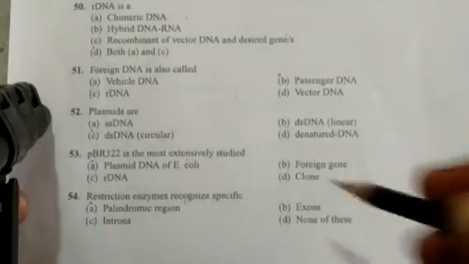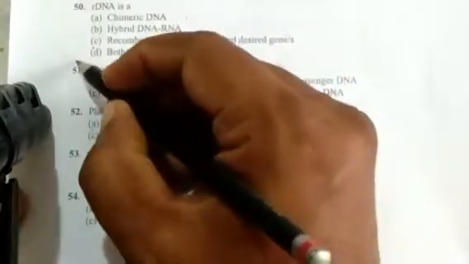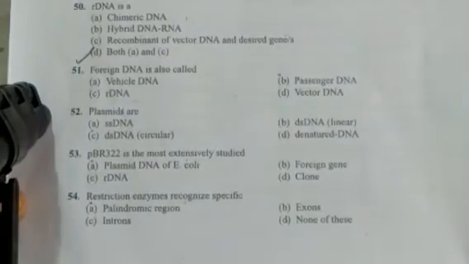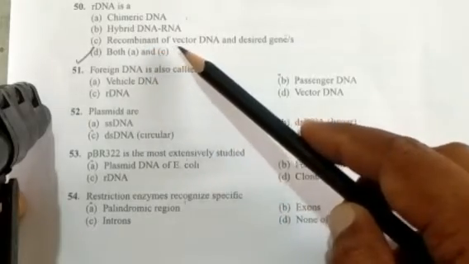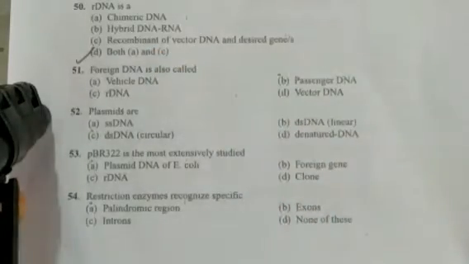We call recombinant DNA chimeric DNA, and hybrid DNA also, but he says hybrid DNA-RNA. In old terminology we were using that, but here chimeric DNA and recombinant of vector DNA and desired genes are the correct synonyms of recombinant DNA.